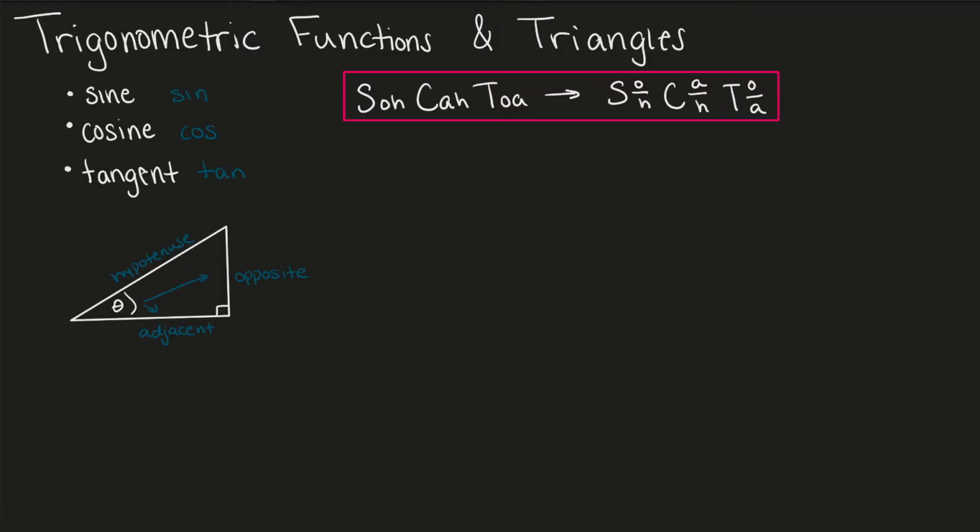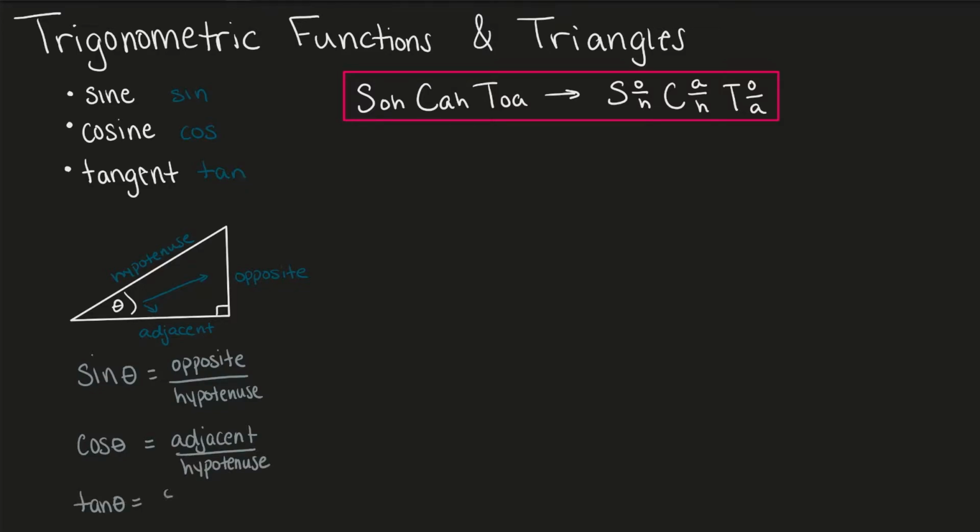So we can see sine of theta, and theta is just used to represent the angle we're measuring. The sine of theta is the opposite over hypotenuse. Cosine of theta is adjacent over hypotenuse, and the tangent of theta is opposite over adjacent.